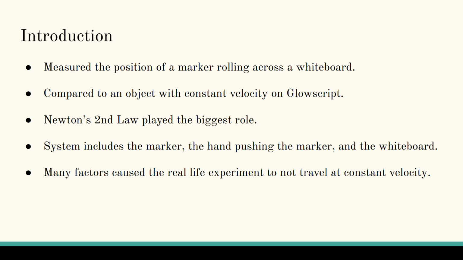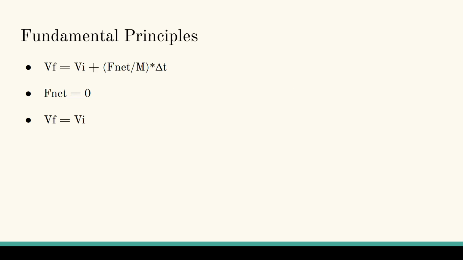Newton's second law played the biggest role in this lab. The system includes the marker, the hand that pushed the marker, and the whiteboard that the marker was rolling on. There are many factors in this lab that cause the real-life experiment to not travel at constant velocity.